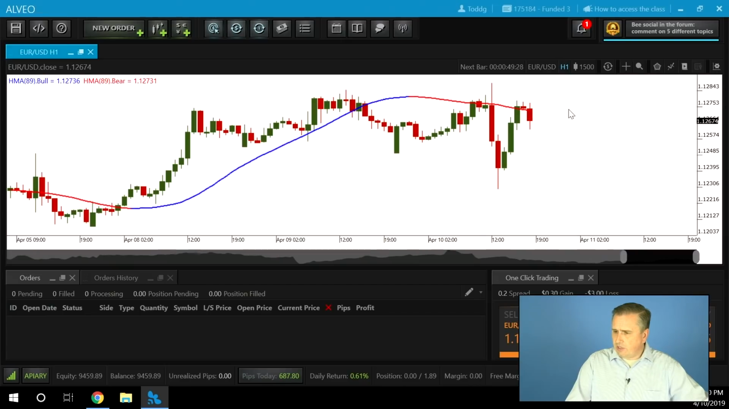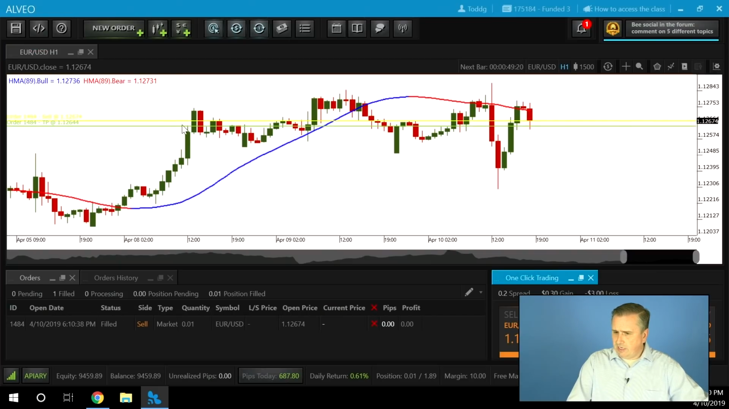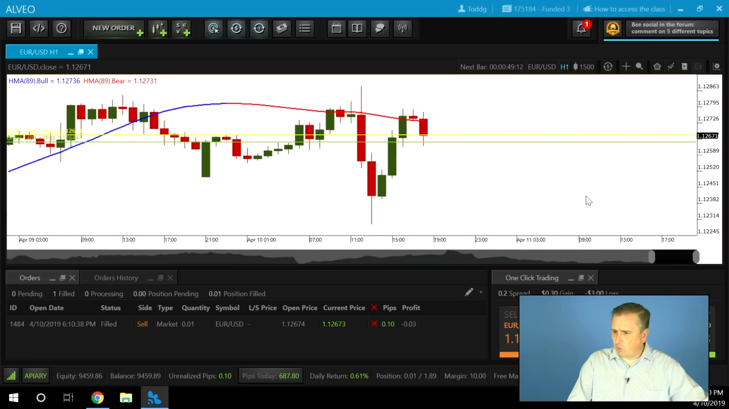Now we've got some fluctuations on this, and so I'm going to just, for the fun of it, put an order in here. We're going to sell this. And you can see the lines coming up here. I'm hoping that you can see this. We've got a yellow line is where we got in, and we've got the green line, which is where our target is. Now on here, this strategy is specifically a scalping strategy. So we're looking for 3 pips, and then we want to get out of it.